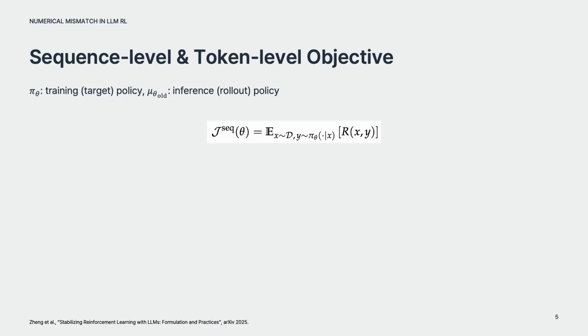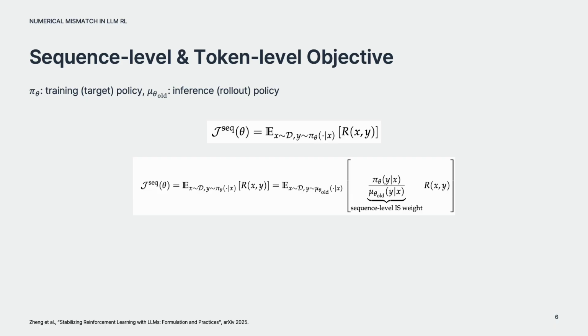First, let me briefly recap the objective of RL for large language models. We sample a prompt x from the dataset D and generate a response y from the target policy pi theta. Our goal is to maximize the expected reward R under this policy. However, in practice, it is often difficult to perform rollouts directly from the training policy. Instead, we collect responses from a more accessible rollout policy and correct for the resulting bias using importance sampling.